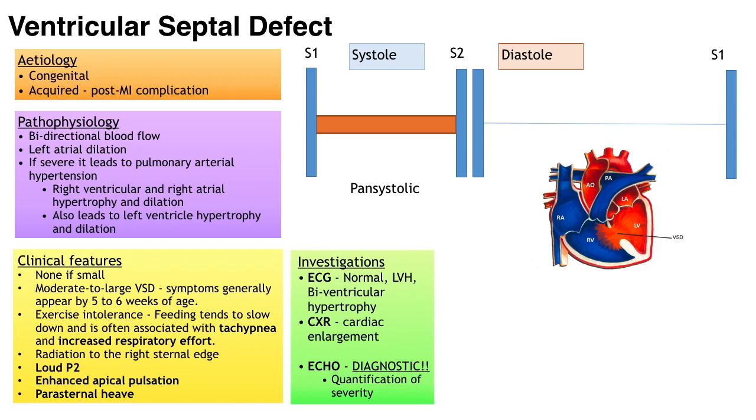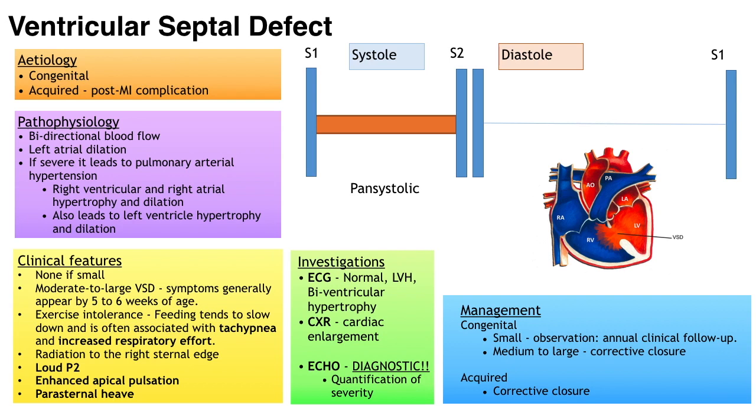The ECG may be normal in a small defect, but as the defect gets bigger, there are more signs on the ECG. So you might see a left ventricular hypertrophy or even a biventricular hypertrophy if it's a severe defect. A chest X-ray, you may have a cardiac enlargement, and the echocardiogram again is diagnostic. Now, this can be used to quantify the severity of the defect and also used to follow up patients with the smaller VSDs.